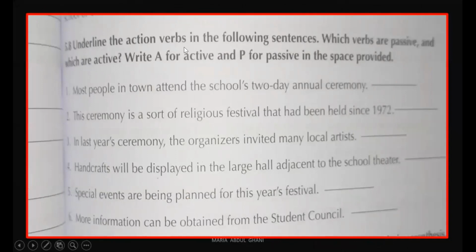Now, underline the action verbs in the following sentences. Which verbs are passive and which are active? Write A for active and P for passive in the space provided. Okay, number one, I need you to make this quickly. Number one, whom do we have here? Hisham. Hisham is not raising his hand. We don't want to annoy him.